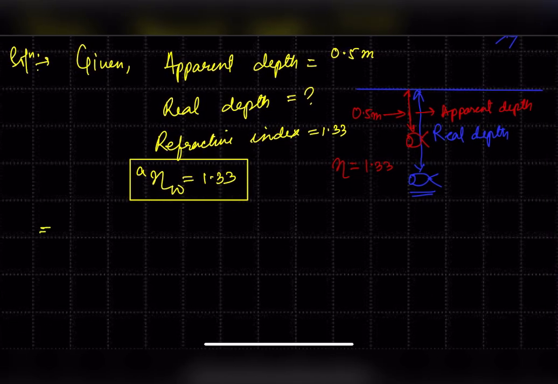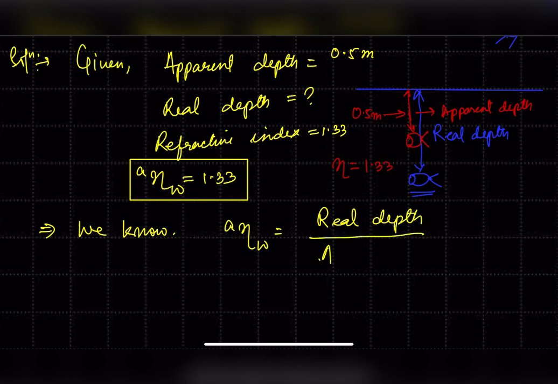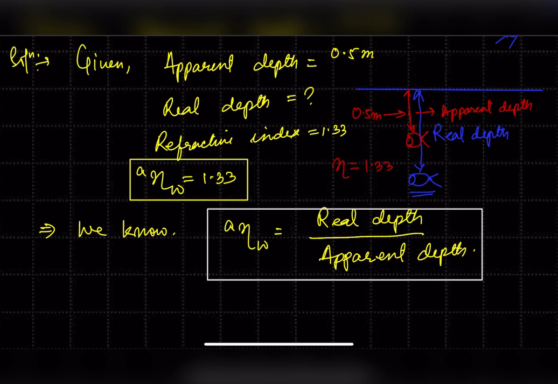Now, what does the formula say? We know that the refractive index of water with respect to air is equal to real depth by apparent depth. This is the formula. For those who don't know this formula, I have derived it completely in the previous video. You can watch that video and check how this formula comes. For the rest, let us continue. Real depth divided by apparent depth.